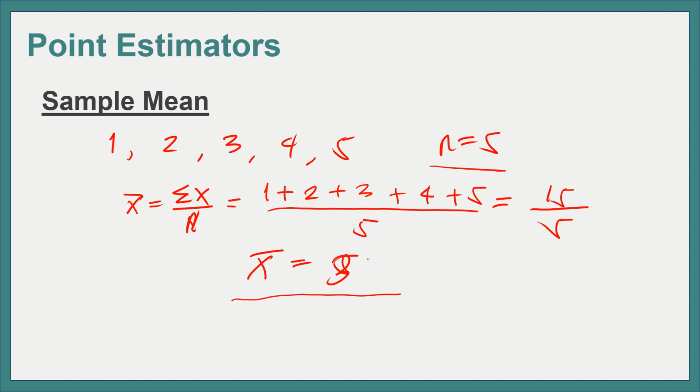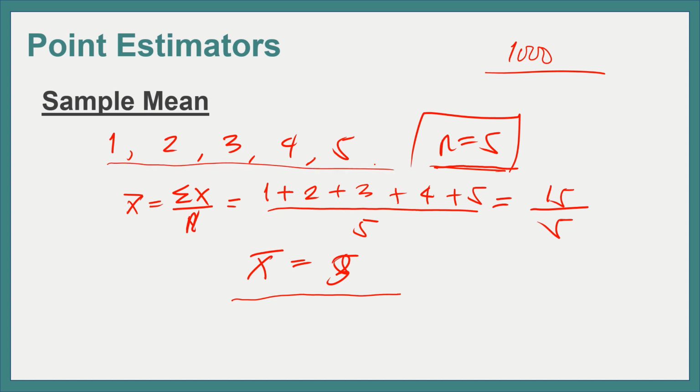So this is a single value that tends to characterize or describe the population where this sample came from. So for example, if the total population is 1,000, this value aims to characterize this population, wherein this value is derived from the sample data, wherein our data is just 5 observations.